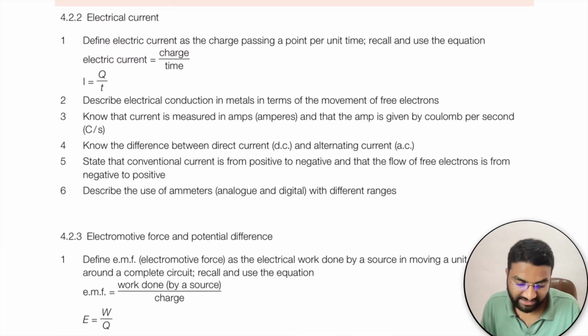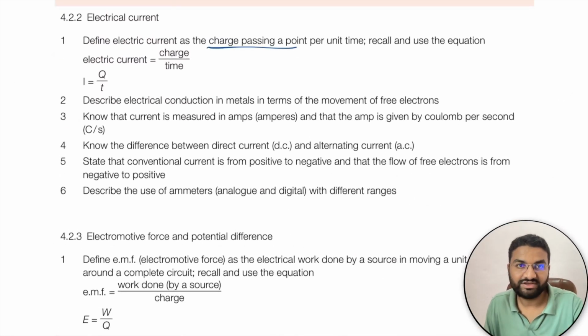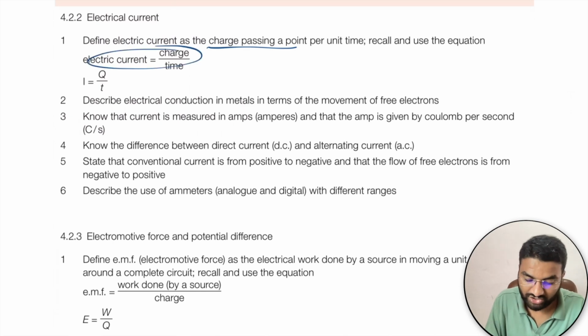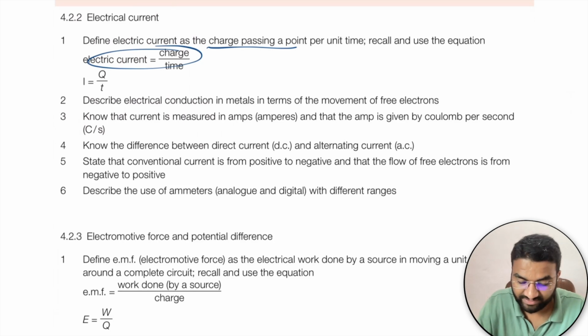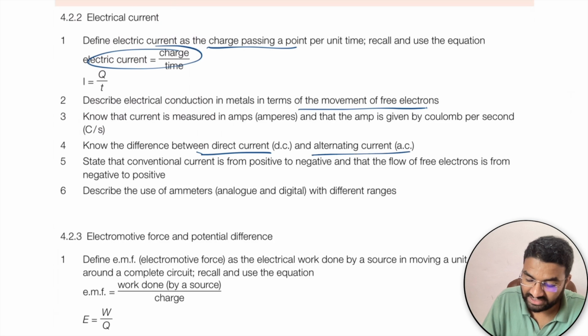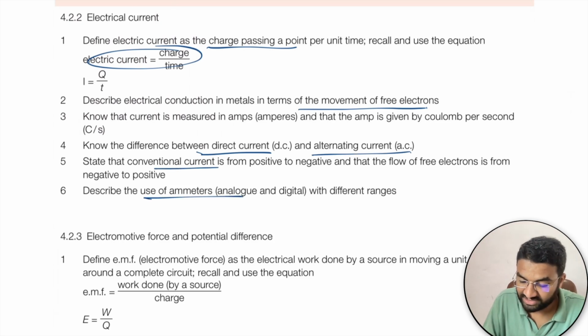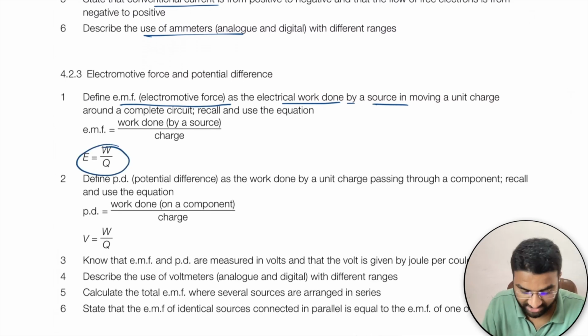Then examples of electric conductors and insulators. Then the electric current concept you have to understand. In the electric current concept, you have charge over time, Q over t, and applications or questions based on this part. Then movement of free electrons, and the difference between direct current and alternating current. Then state the conventional current. Use of ammeters with different ranges. Next, electromotive force as the electrical work done by the source, E equals W over Q.